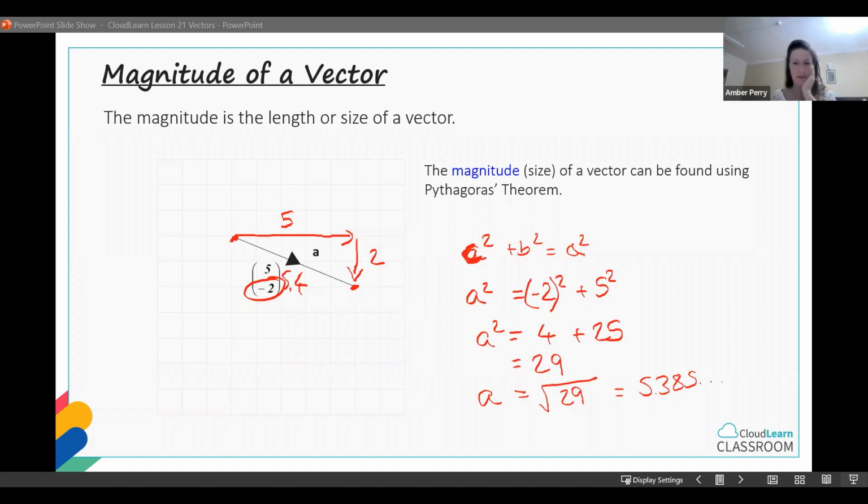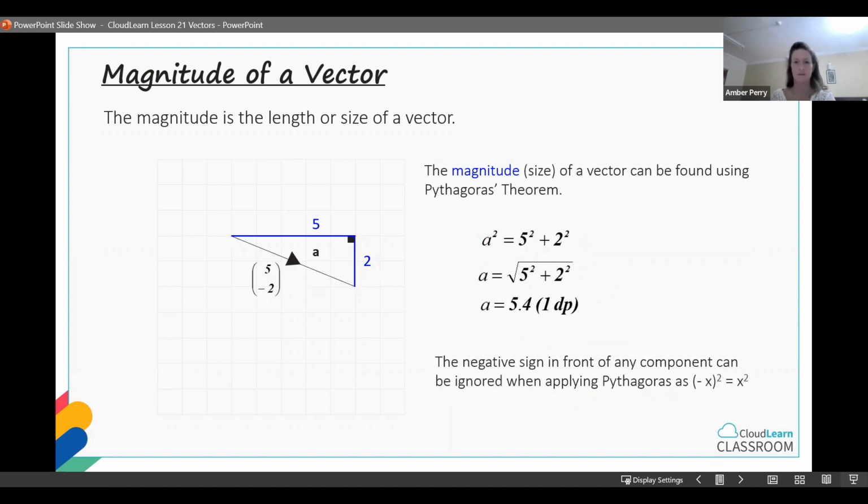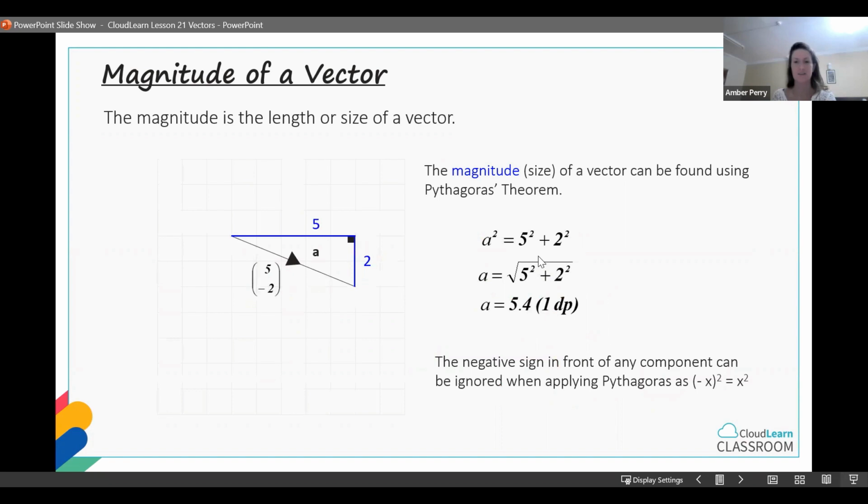I think you might have seen magnitude before because you just jumped in with an answer really quickly. So that's really good. Well done. But just don't forget to square root your answer at the end to get the final answer there. So that was magnitude. It's just literally use Pythagoras' theorem to find the size of the vector.